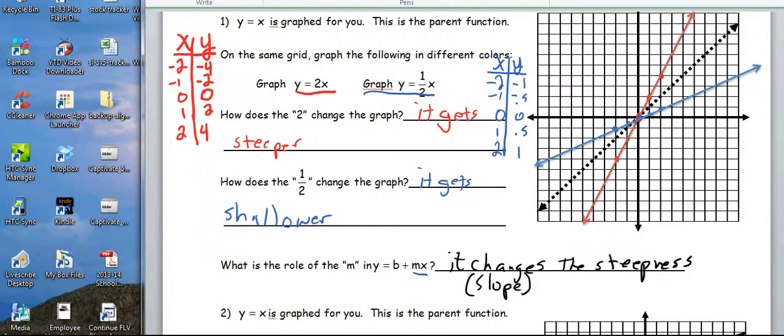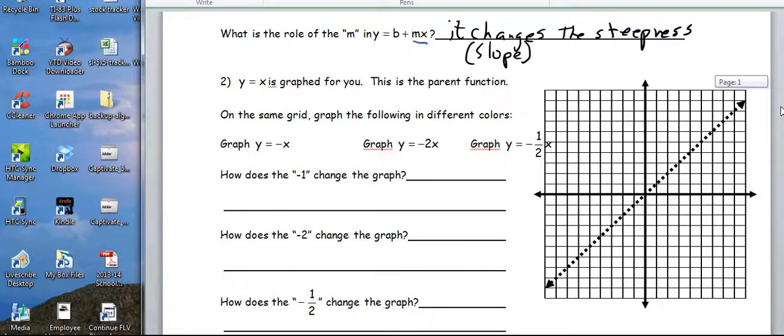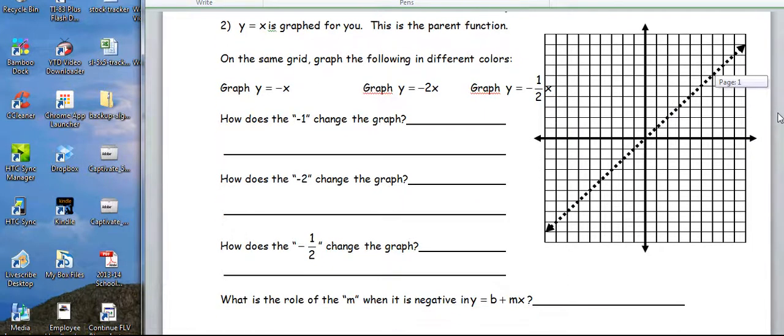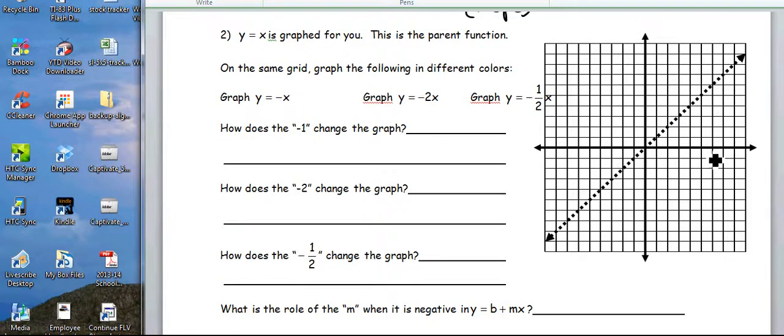So let's go on down to our second one here. It says y equals x is graphed for you. This is the parent function. So whenever you see this, y equals x, in graph form or in the form like this, y equals x, that is called the parent function.